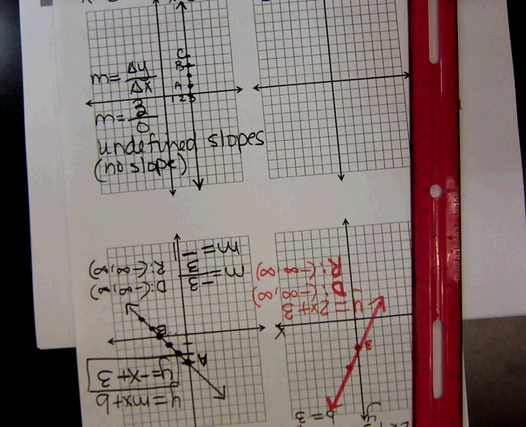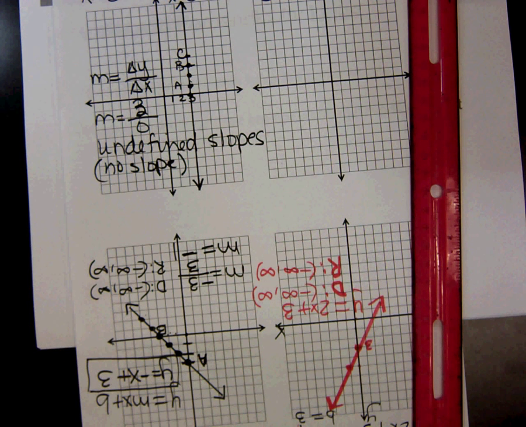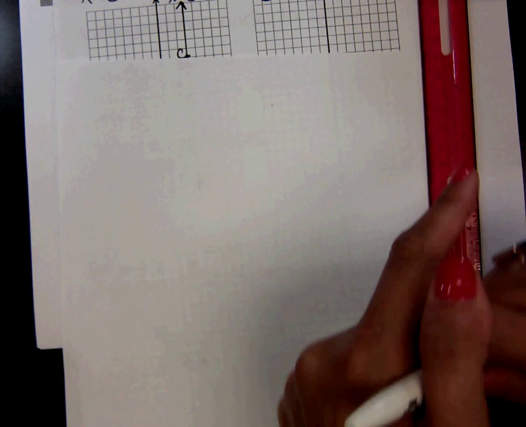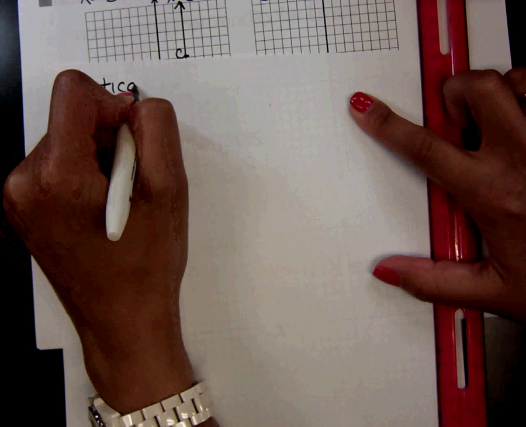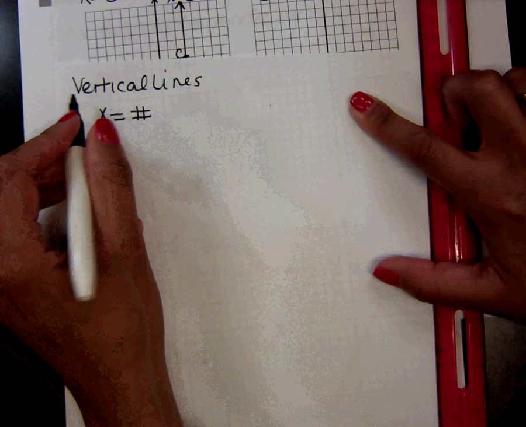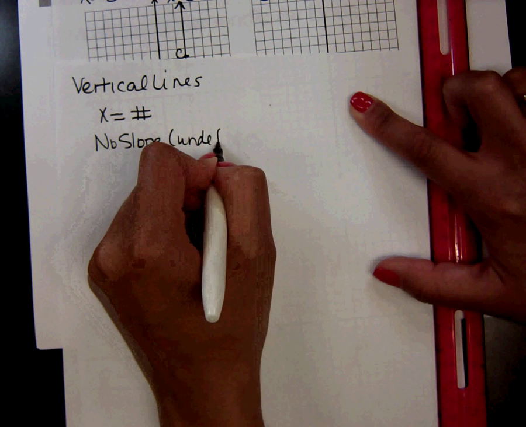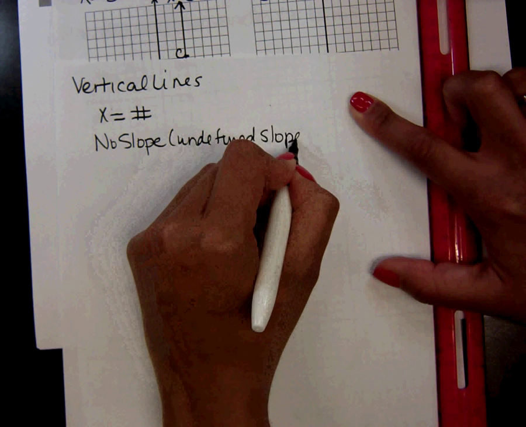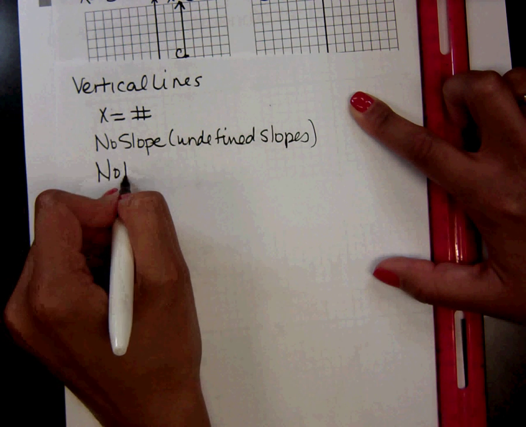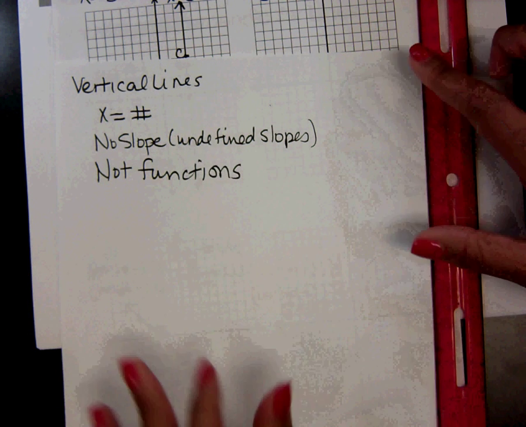Are they functions? Would that pass the vertical line test? Very good, no. So think of what you know now about vertical lines. We can write it down. Vertical lines are of the form x equals some number, right? They have no slope, or you could say undefined, just do not say 0. And they are not what? Functions. That's what you know about vertical lines.